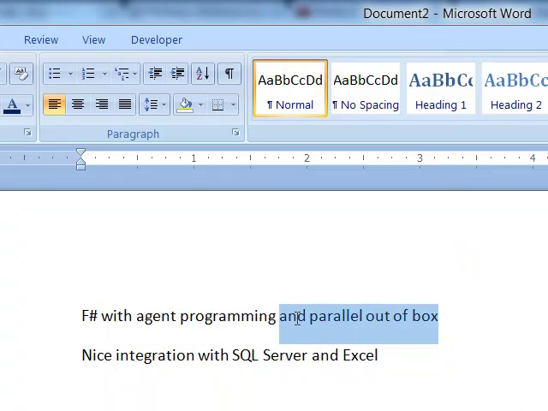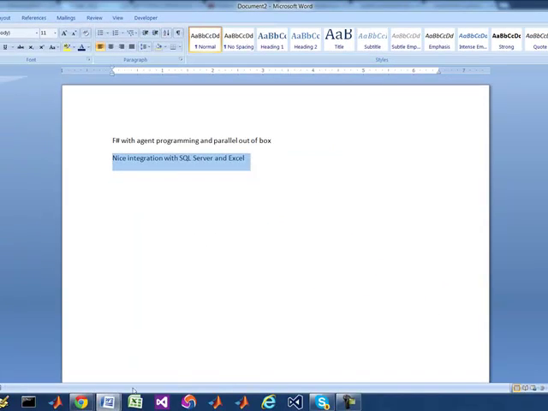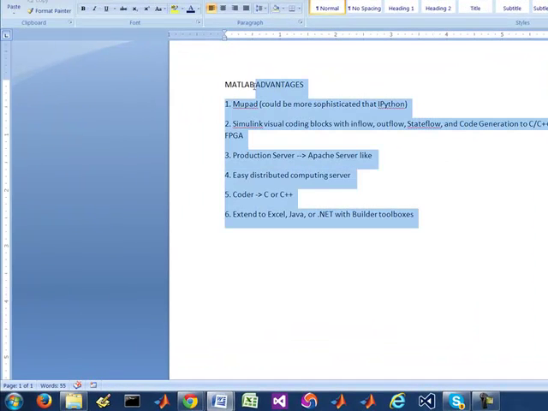Now, yes, F-sharp can run under Linux, but please don't insult me with Mono, because it's not the right way to do it. If you're doing some basic web server, maybe, but not a trading system, sorry. And of course, we get nice integration with SQL Server and Excel. And again, MATLAB has the same integration into databases and Excel quite nicely.